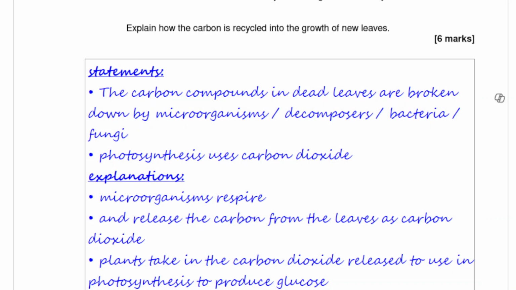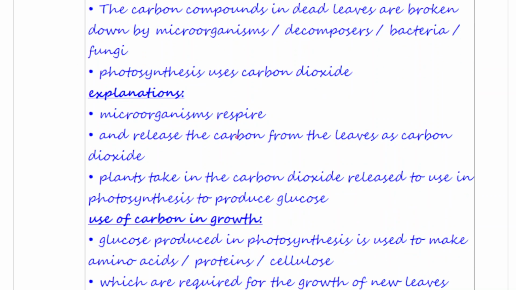So here's the answer. The carbon compounds in dead leaves are broken down by microorganisms, decomposers such as bacteria and fungi, and the carbon is released into the atmosphere. Photosynthesis removes the carbon dioxide from the atmosphere. The explanation is microorganisms respire and release the carbon from the leaves as carbon dioxide. Plants take in the carbon dioxide released to use in photosynthesis to produce glucose.